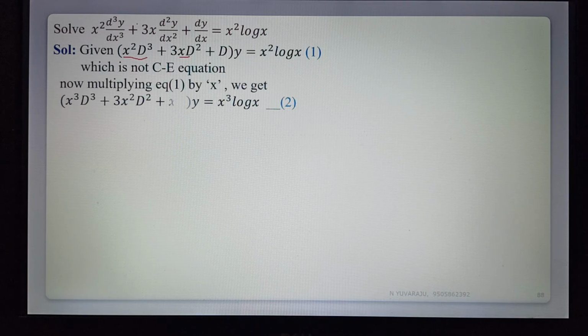So now multiplying by x, x cube D cube plus 3x square D square plus xD into y is equal to, here x square times x means x cube log x.